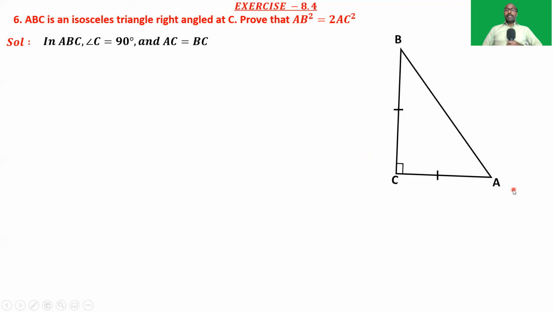as triangle ABC is a right angle triangle, then by Pythagoras theorem, the square on the hypotenuse, that is AB square, is equal to AC square plus BC square. But here we have AC is equal to BC. So we can substitute AC in place of BC. Now AC square plus AC square is equal to 2AC square. So AB square is equal to 2AC square. So hence proved.